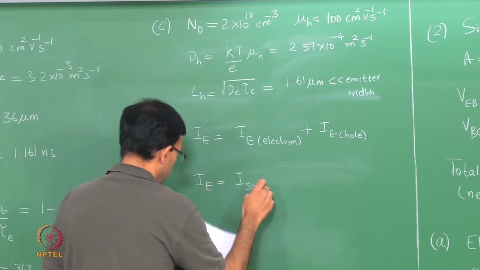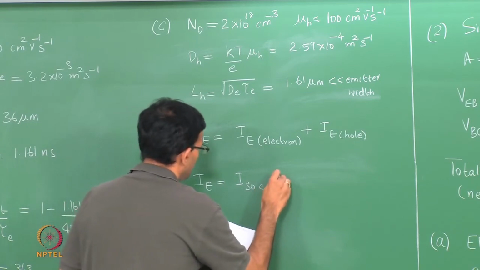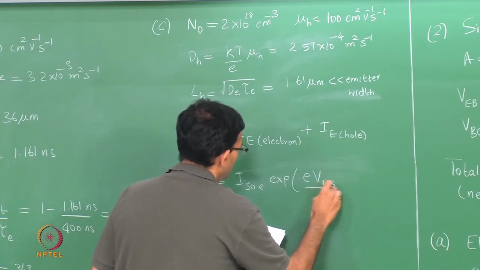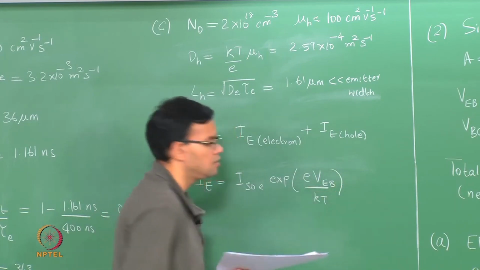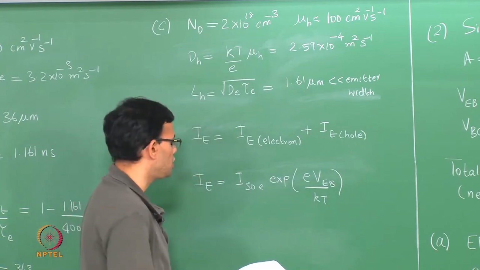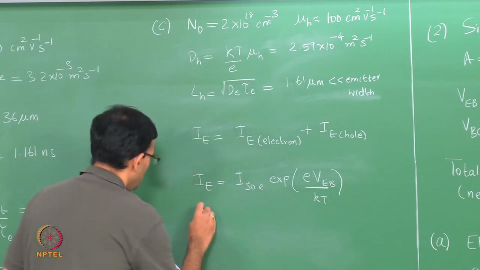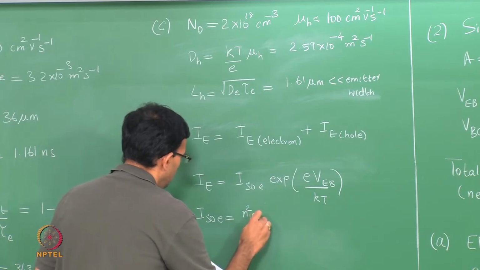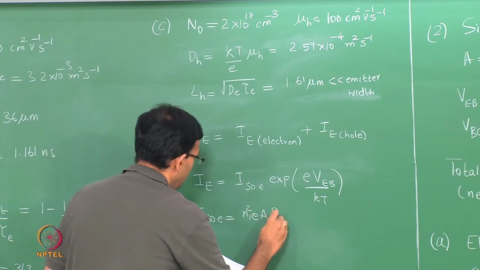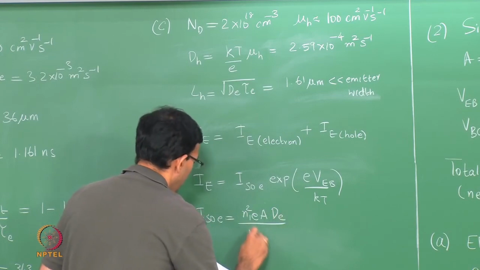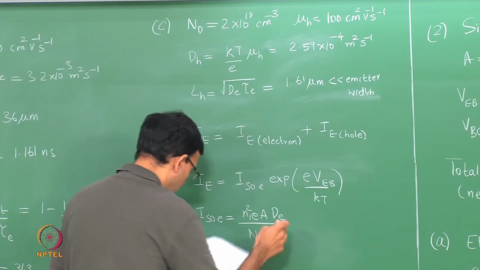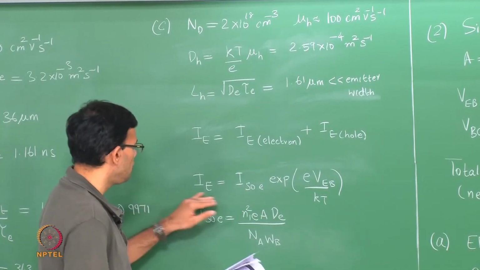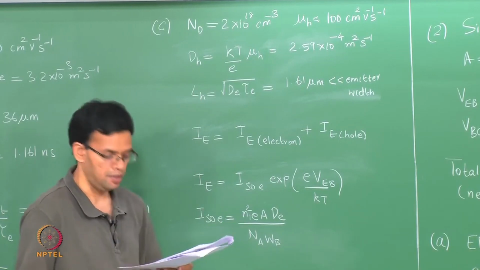by I S naught for the electrons, exponential E V E B over k T. So, this is similar to the equation for a p-n junction in forward bias. I S naught is nothing but Ni square E A D E over Na Wb. So, again all the numbers are essentially known. So, we can calculate the value for IE.